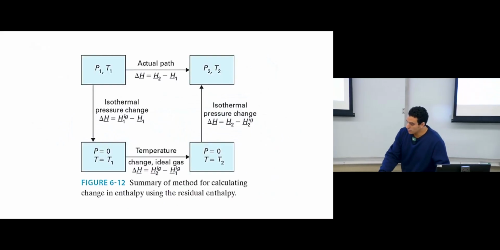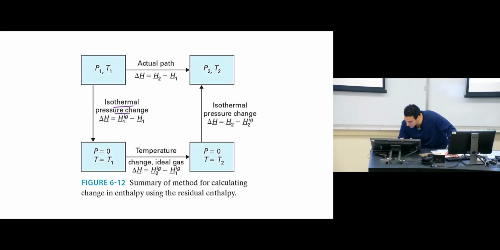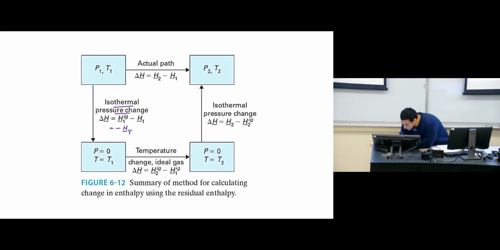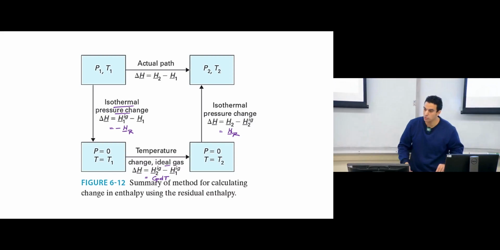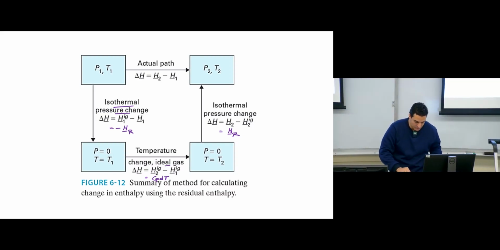So again, these are the conditions we have. First path, isothermal, pressure change, delta H of this path is ideal minus real. So this one is minus H residual. Here, real minus ideal, so this is H residual. Here we have temperature change for ideal gas, so delta H is H2 ideal gas minus H1 ideal gas, which is the integral of Cp dT. And now we need to find delta H1, delta H2, delta H3 in this problem, and that's it.